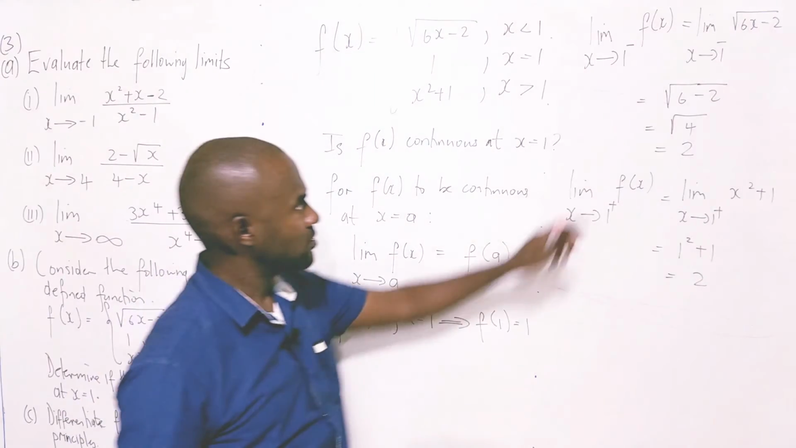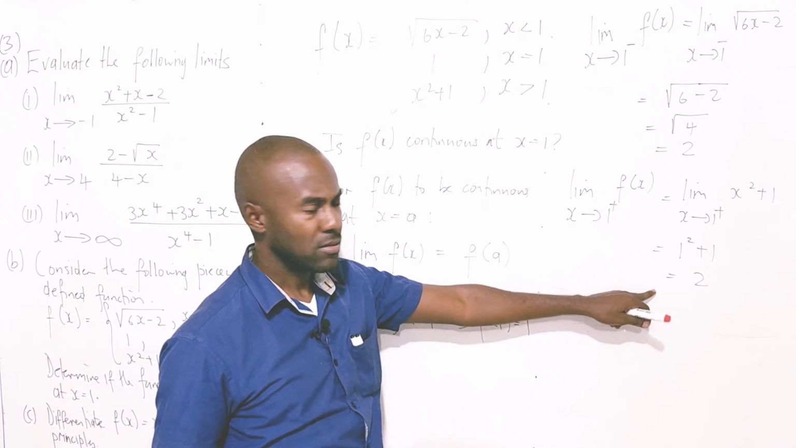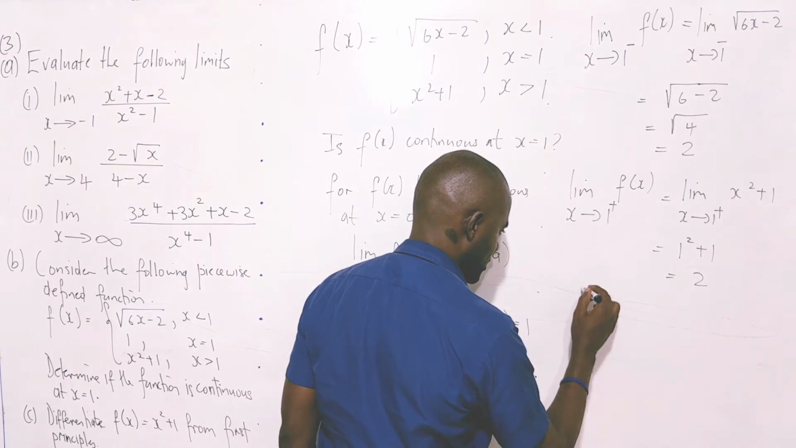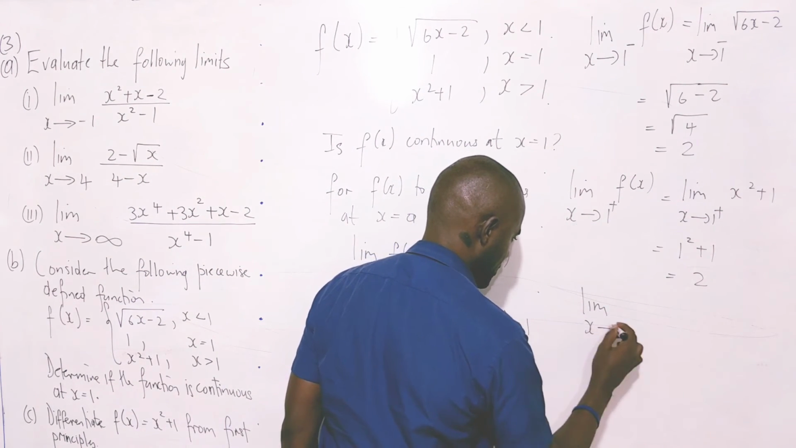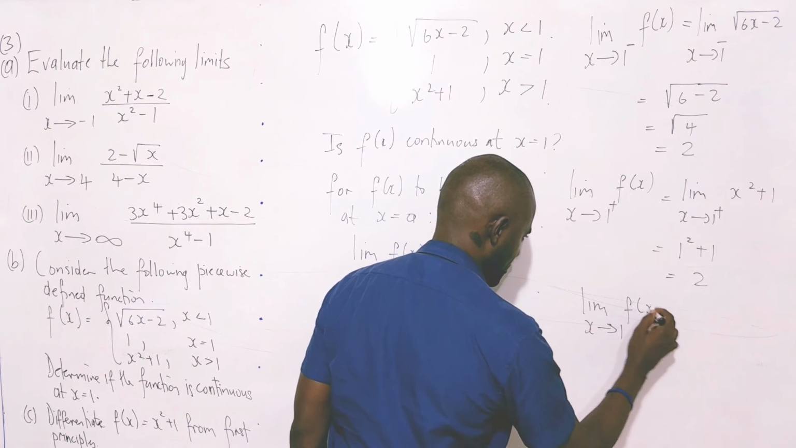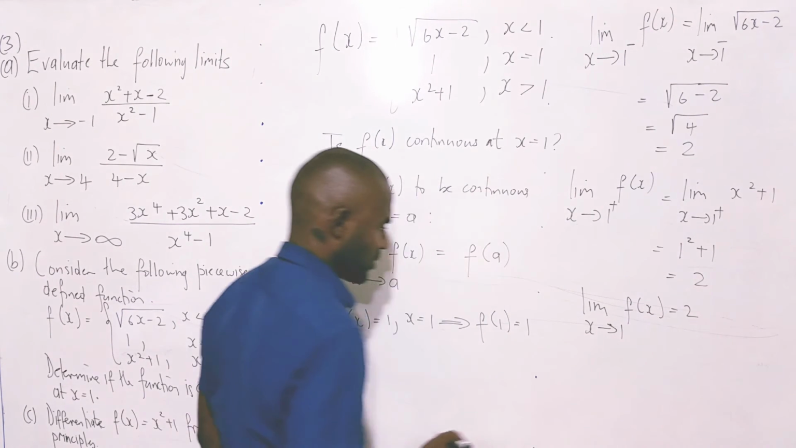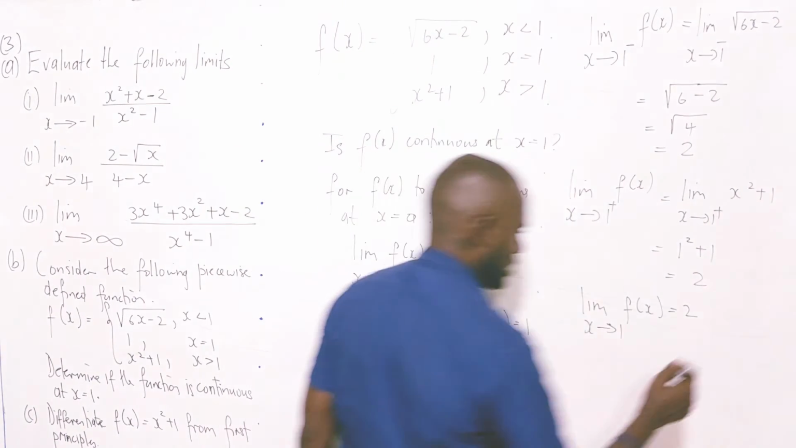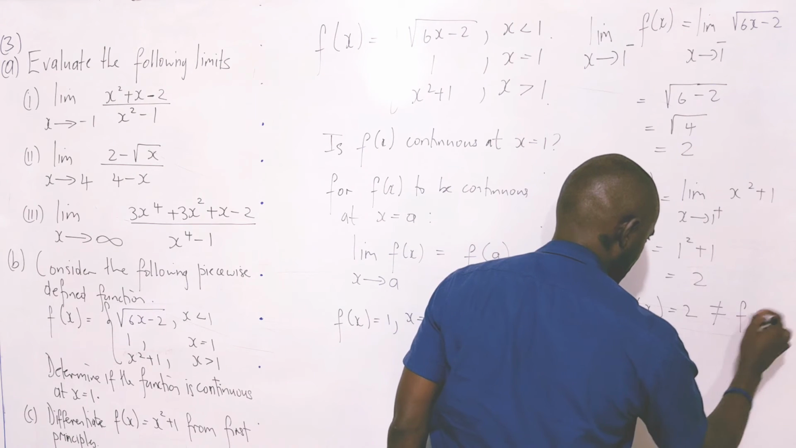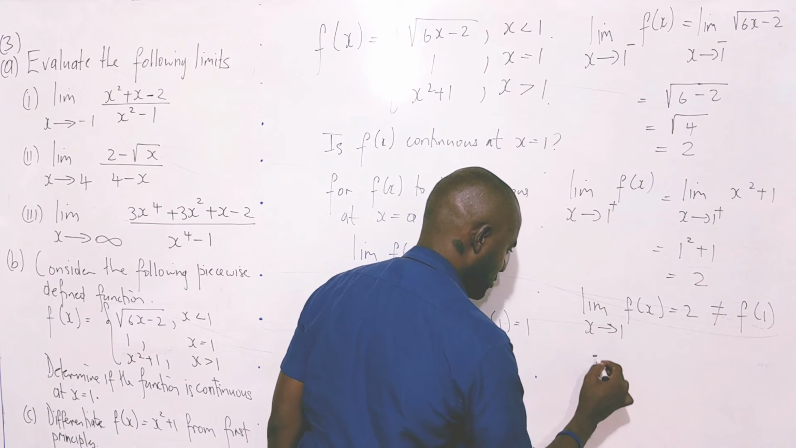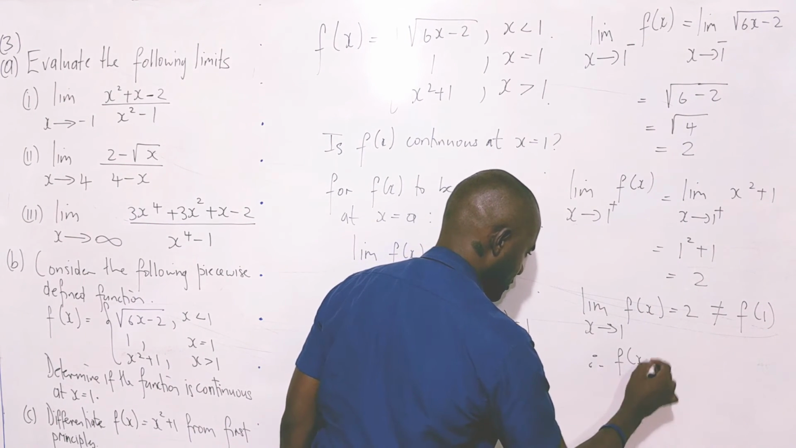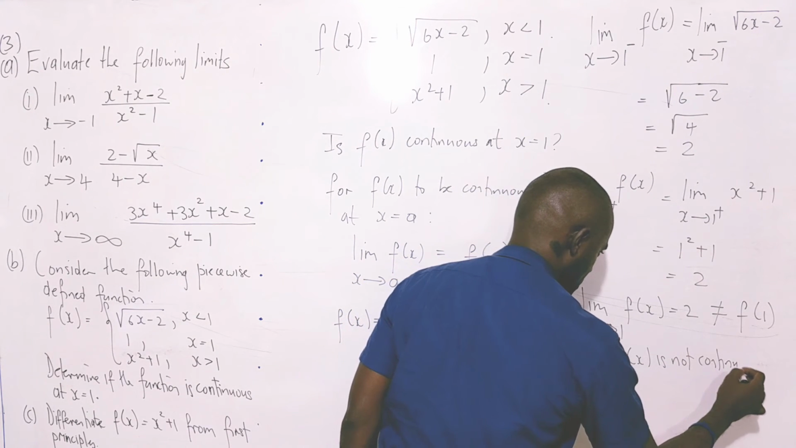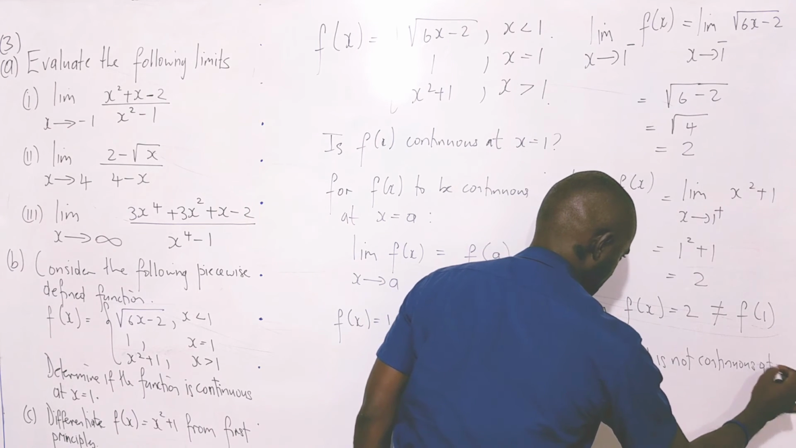So the left-hand limit is equal to the right-hand limit, and therefore this means the limit exists. So therefore we say that the limit as x approaches 1 of f of x is equal to 2. But remember, f of 1 is equal to 1, so this is not equal to f of 1, and therefore f of x is not continuous at x equals 1.